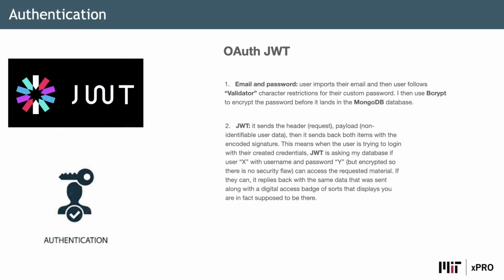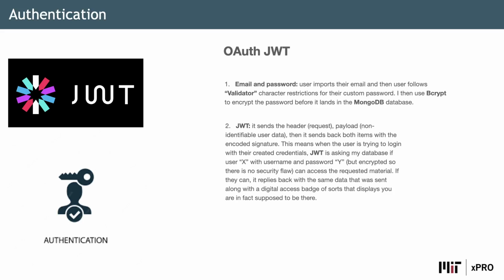For authorization, we capture the email and password. The user inputs their email, and then the user follows the character restrictions that validator already puts in. And then we use bcrypt to encrypt the password before it lands into the MongoDB database. We do this just so that if our database is hacked or leaked or anything like that, unless it has the decryption file, it's just a bunch of numbers and letters.